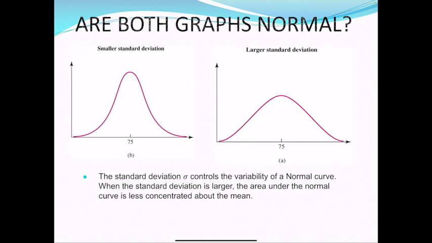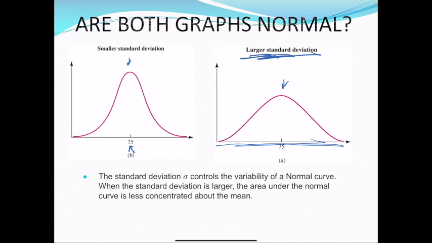So one quick question is, are both of these graphs normal? The answer is actually yes, right? They both are symmetric. They both have one peak, right? That's important. The area under both curves is 1, I promise. It just happens that one has a larger standard deviation than the other, right? When you've got a wider standard deviation, your data is more spread out. And when you have a smaller standard deviation, it's more condensed towards the mean, right? So that area is less concentrated about the mean if I've got a larger standard deviation.